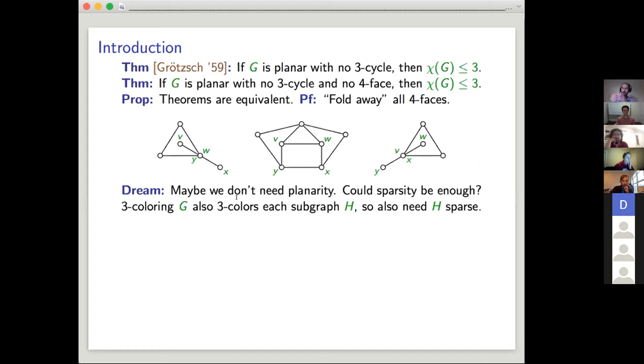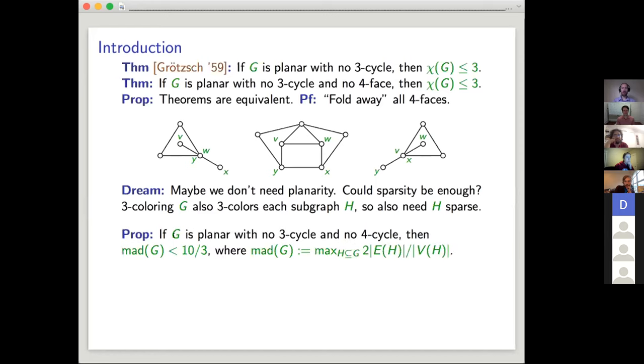So if we're going to try to dream for that, then one thing we need to observe is when you color a graph, you also color every proper subgraph. And so if you're going to just color based on sparsity, then you need the subgraphs to be sparse as well, right? One way you can think about this is, these things typically go by induction, where you say, okay, it's sparse, so there's some good part that I can rip out, I delete it, and then I want to color the smaller thing by induction. And so I need every proper subgraph to still satisfy the hypothesis. So you want your sparsity condition to hold for all the proper subgraphs.